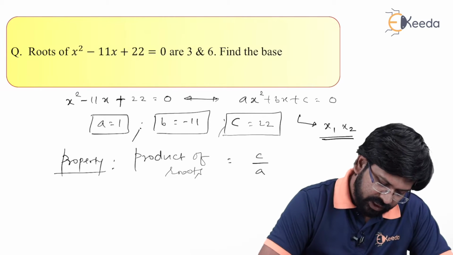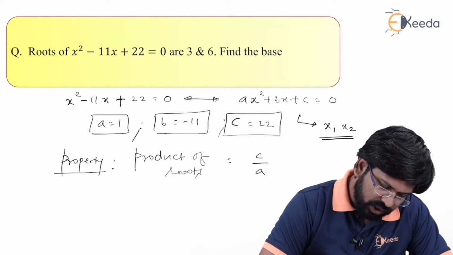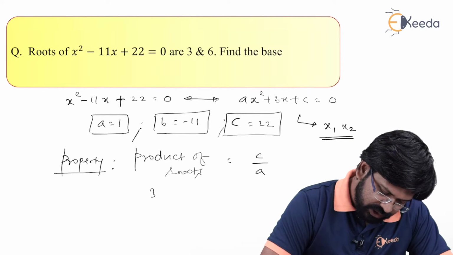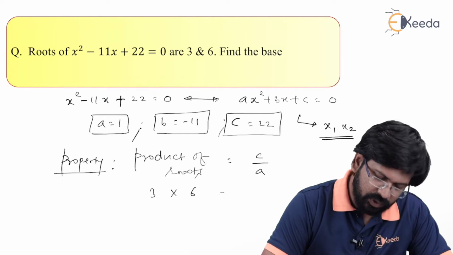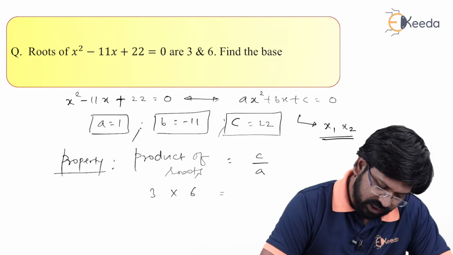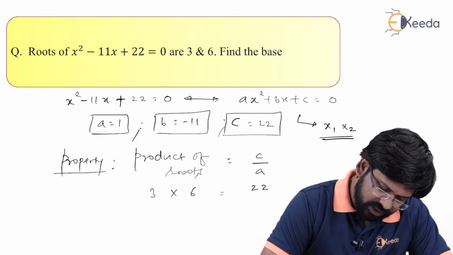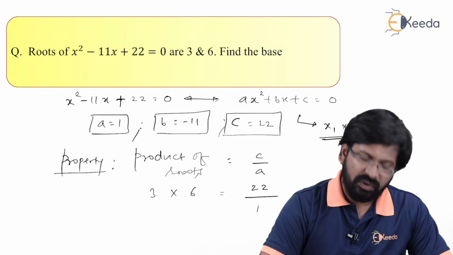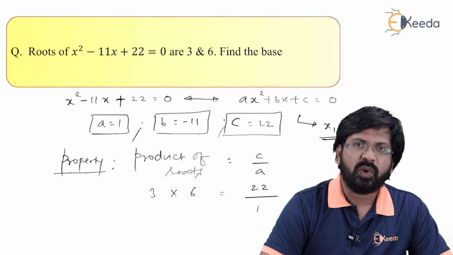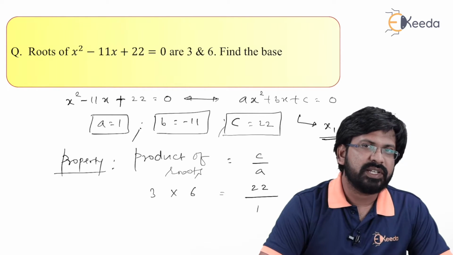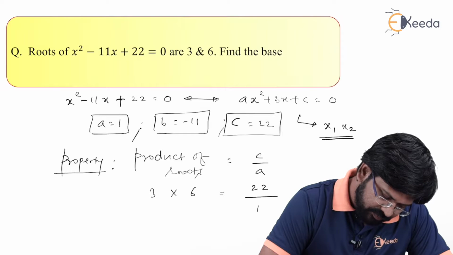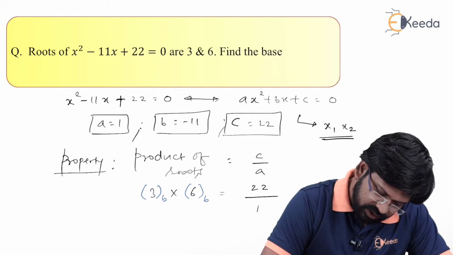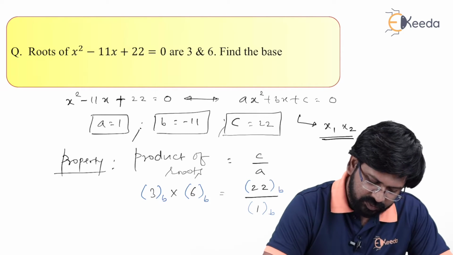Is that right? In this case, as you can see, the product of roots can be taken as 3 into 6. And this is equal to c by a. What is the value of c? It is 22. And what is the value of a? It is 1. Now the fact is, we really don't know what the base is. Let us assume the base as b. So we can assume this is having base b. This is also having base b. This is also having base b. Even this number is also having base b.